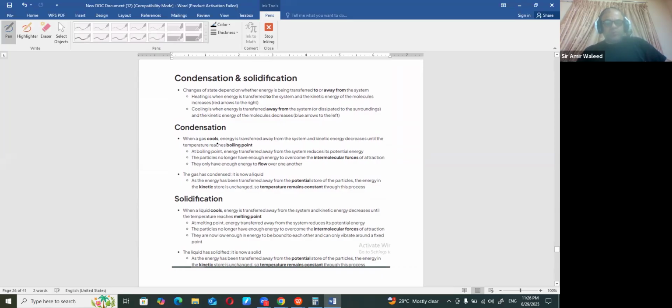Condensation means when a gas cools, energy is transferred away from the system and kinetic energy decreases until the temperature reaches the boiling point. So technically, what happened in condensation? The gas has condensed and it is now a liquid. It's a reverse process. Rather than liquid going into gas state, here the gas comes into liquid state. Okay, so it's a totally reverse process.